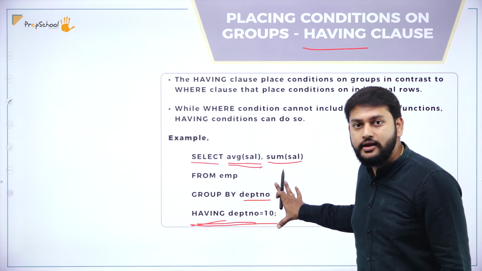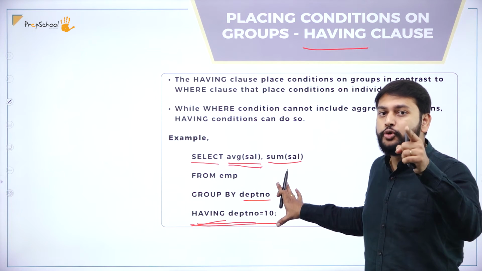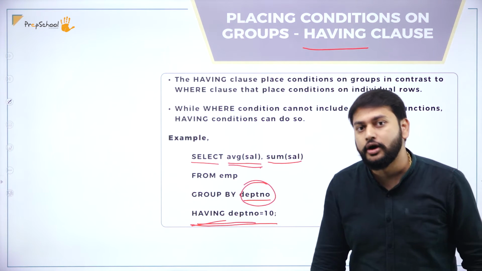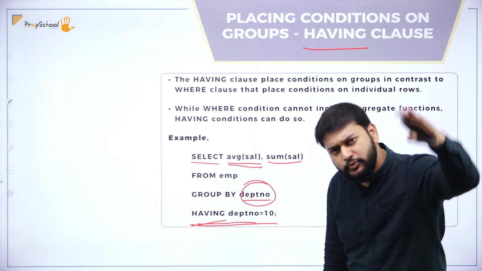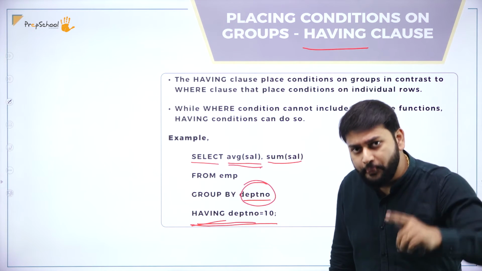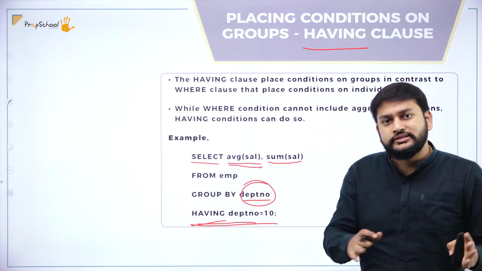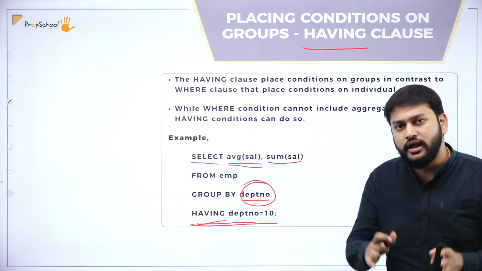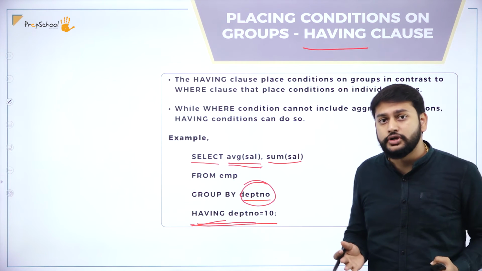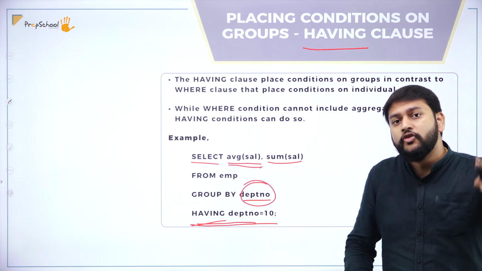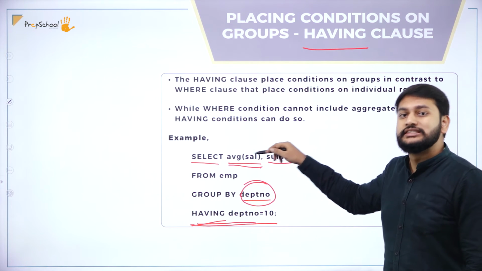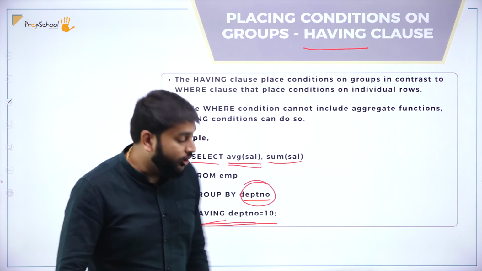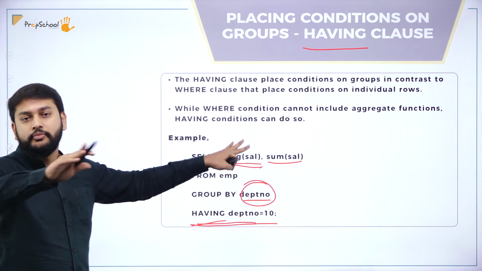Please understand, I am grouping the values based on department number. I have 100 employees, and each employee belongs to a different department. Some of the employees are in department number 10. Let's imagine I have more than 20 employees in department 10. I want to group them, and for them I need to calculate the average of the salary and the sum of the salary. That is what I have given here. Only for department 10 I am calculating, not for the rest of the departments.